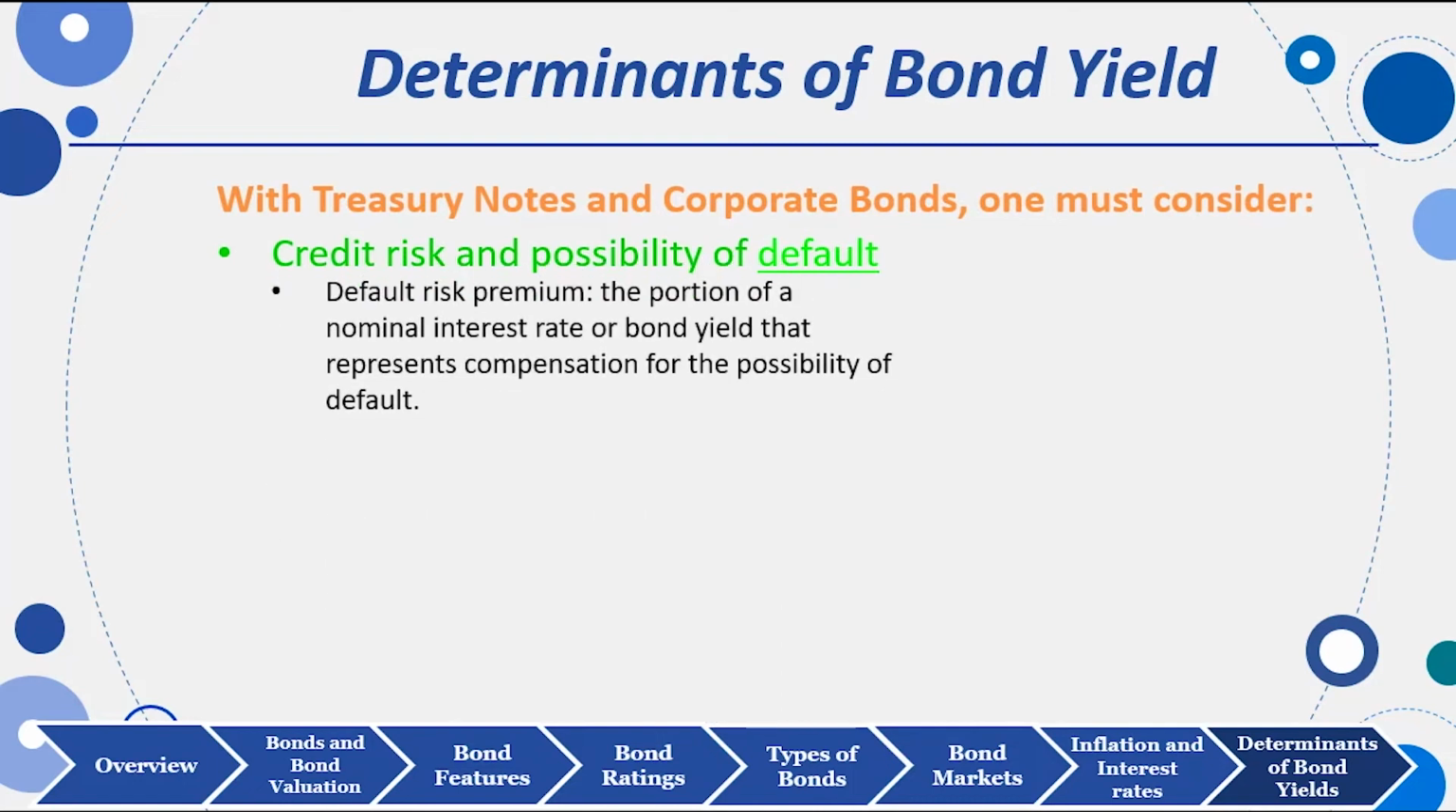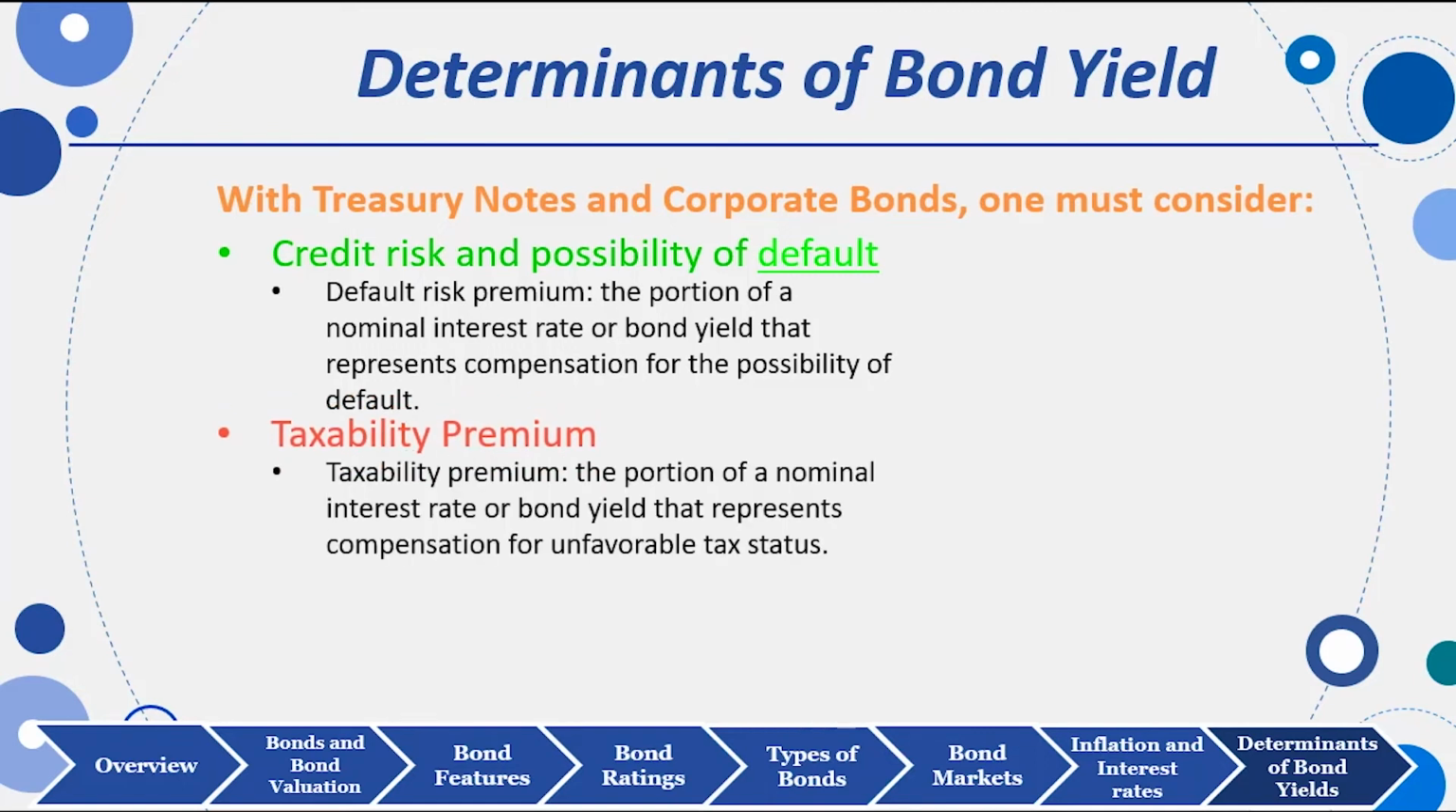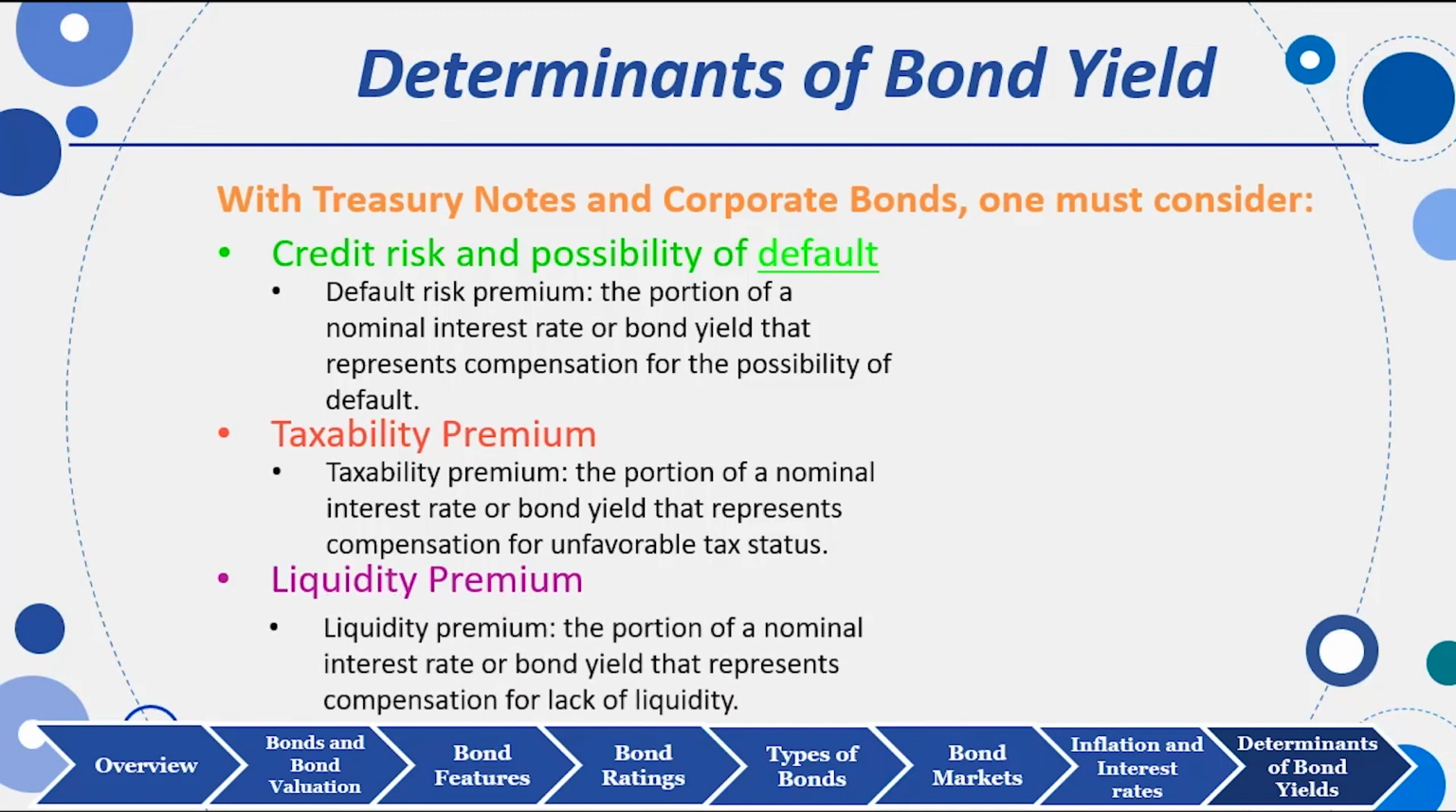When you're looking at Treasury notes and corporate bonds, you have to look at default risk. Are you getting a default risk premium for taking on that corporate bond, which may default? Are you also getting a taxability premium, because these corporate bonds are taxable? So you're going to reduce your return by the amount of tax you have to pay. And also liquidity. They're not always liquid. So you should get a little piece of liquidity premium when you buy these corporate bonds. This is compensation for lack of liquidity.